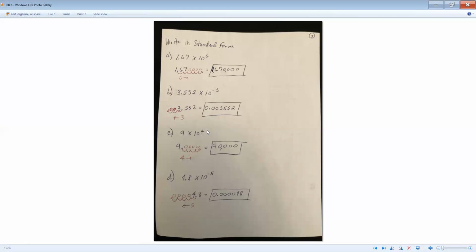So we have 9 times 10 to the 4th. That decimal is to the right of the 9, moving 4 places to the right. So that would be 4 zeros behind that 9. And then last one, 4.8 times 10 to the negative 5th. We move that decimal 5 places to the left. The 4 will take one of those spots, and then we use zeros for the other 4. And that'll be 0.000048. Let me know if you have any questions.